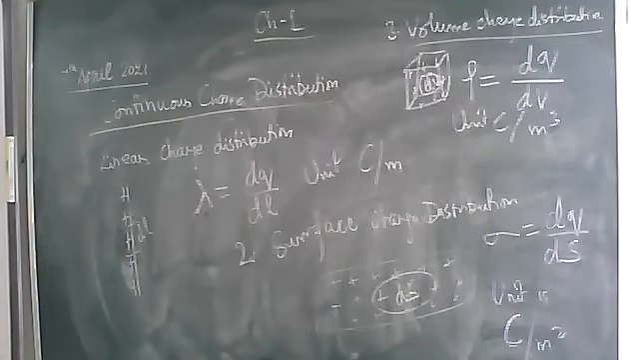So charge uniformly distributed along a line is linear charge distribution, and we calculate its linear charge density denoted by lambda, charge per unit length. Charge uniformly distributed on a surface is called surface charge distribution, and we calculate the surface charge density sigma, equal to charge per unit surface area. Volume charge distribution is charge uniformly distributed inside a volume, and we calculate volume charge density, charge per unit volume, with unit coulomb per meter cube. Is it clear?